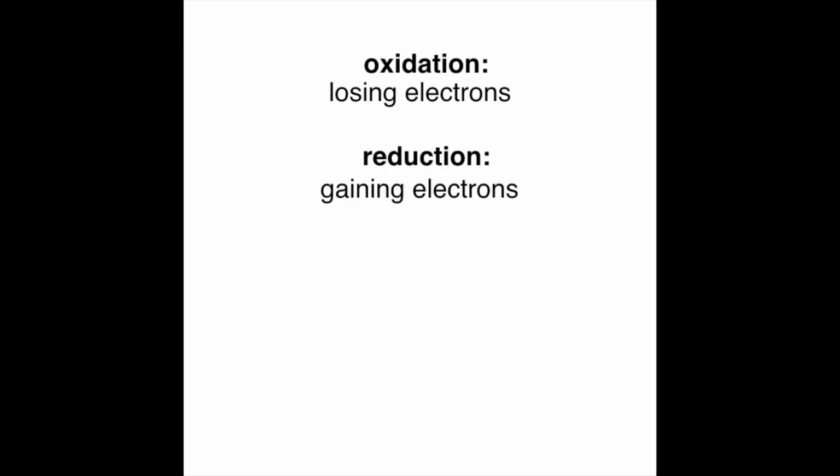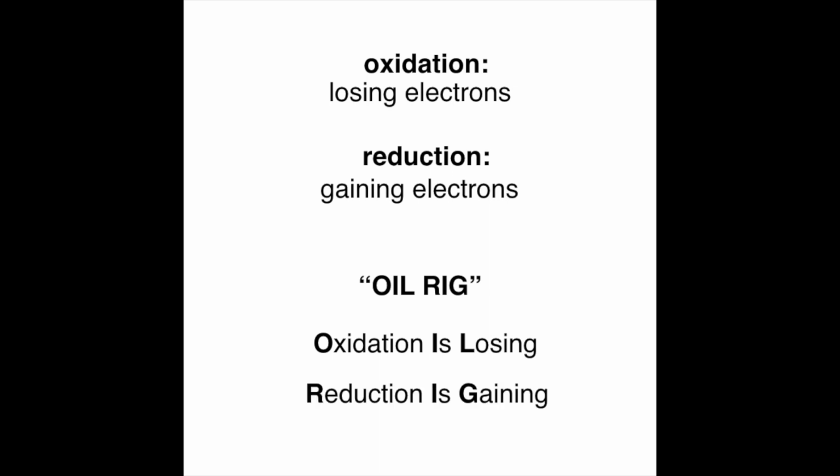Now, what do oxidation and reduction really mean? Oxidation occurs when any substance loses electrons, and reduction occurs when a substance gains electrons. This may seem contradictory to what you would assume, and thus there's a simple mnemonic device you can use to help remember. The statement OIL RIG is a reminder that oxidation is losing, while reduction is gaining.